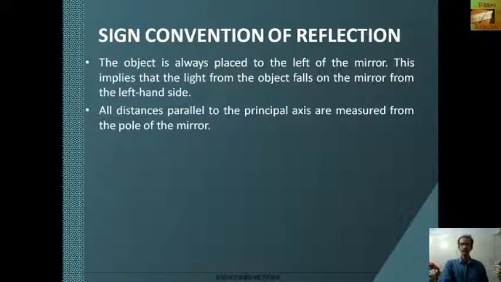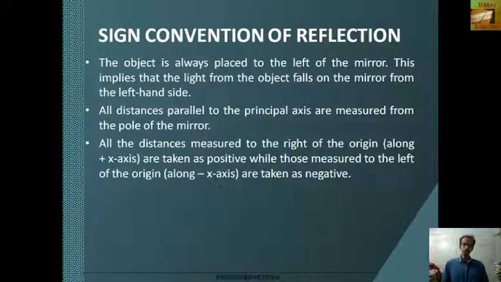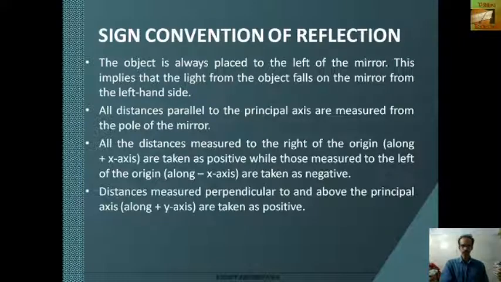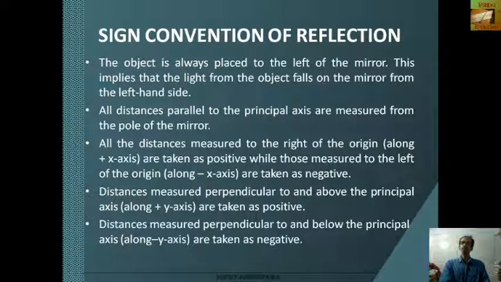All distances parallel to the principal axis are measured from the pole of the mirror. Now all distances measured to the right of the origin are taken as positive, while those measured to the left of the origin are taken as negative. Similarly, distances measured perpendicular to and above the principal axis are taken as positive, while the distances measured perpendicular to and below the principal axis are taken as negative.